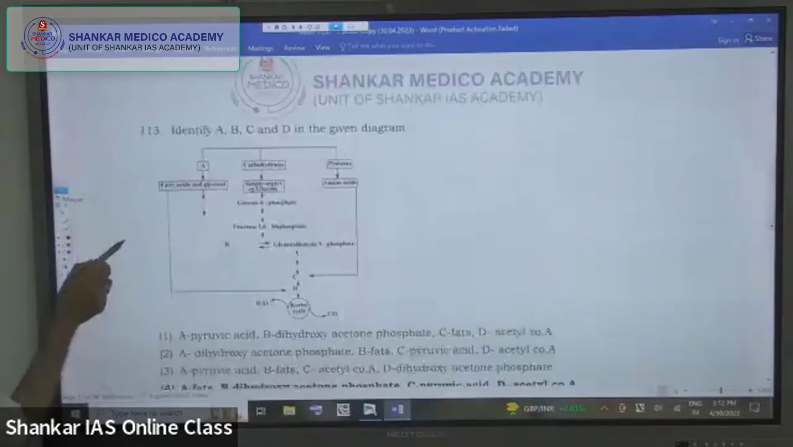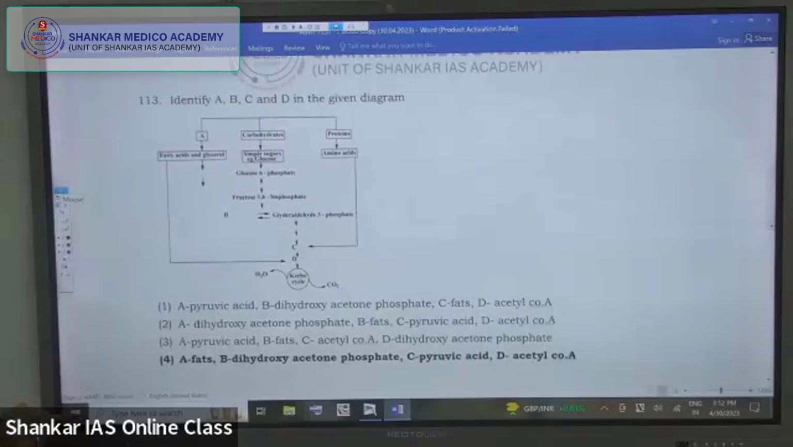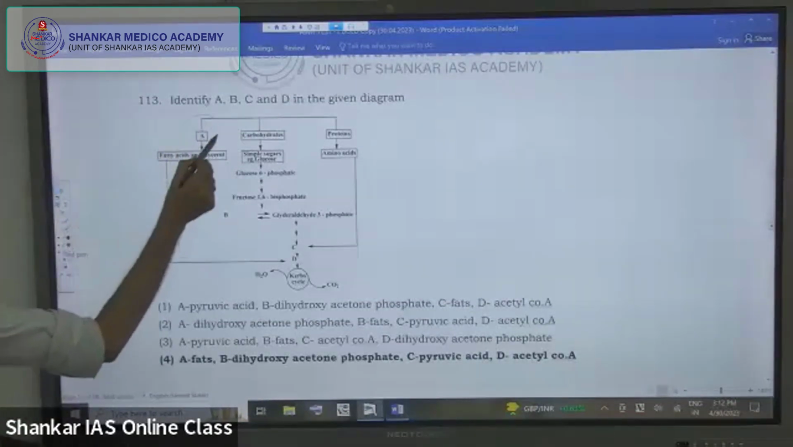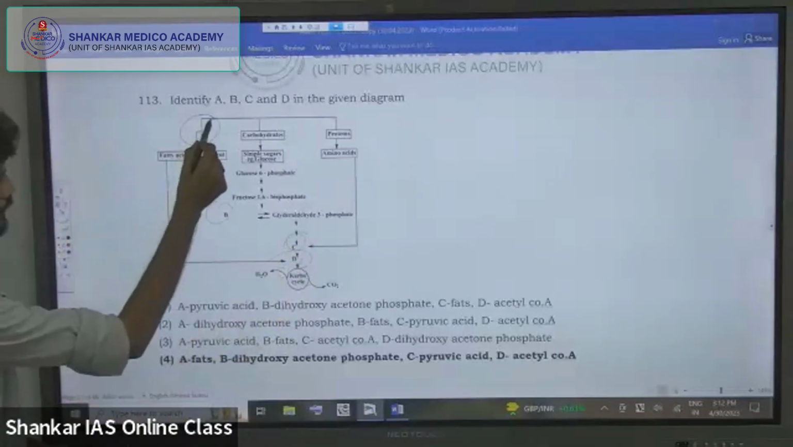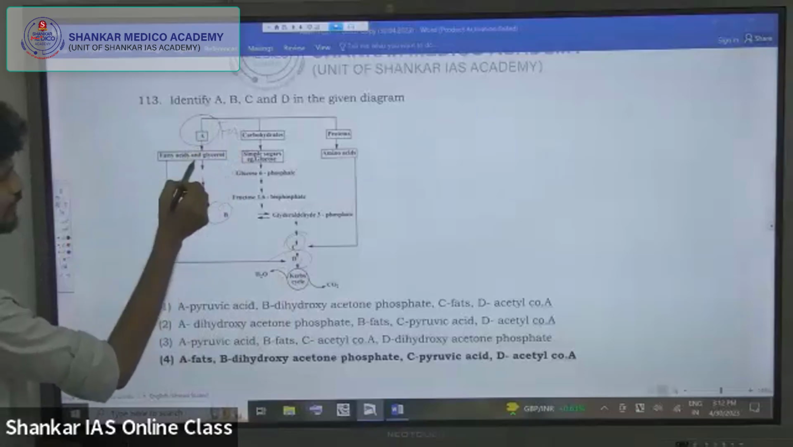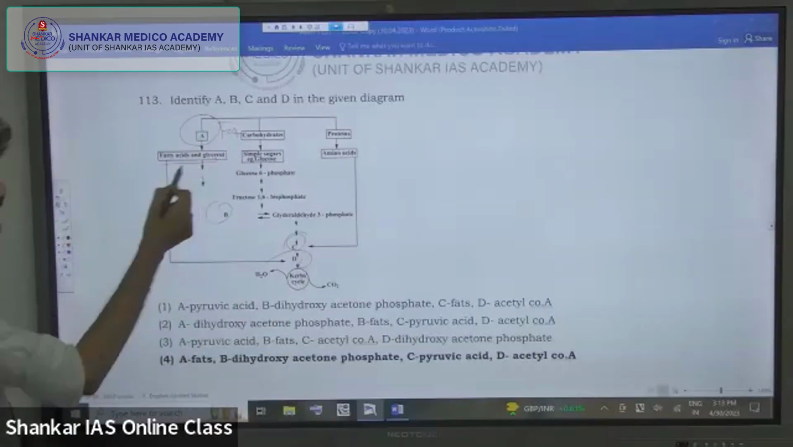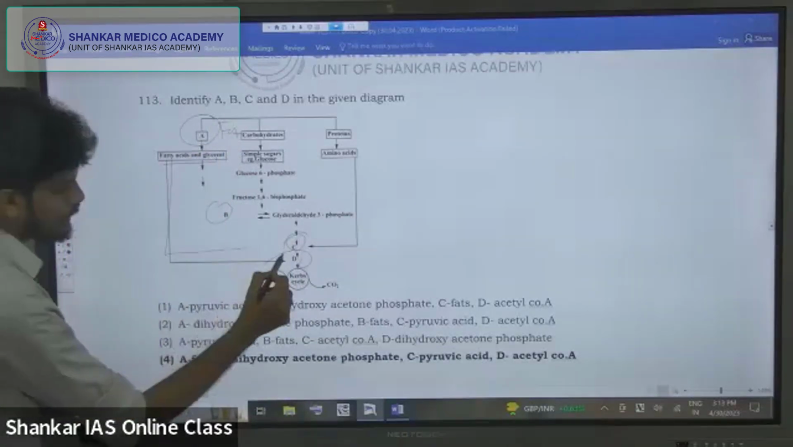Then this is the picture I have given on the amphibolic pathway. You need to identify what is A, what is B, what is C, what is D. Okay, so A will be the fat. The fat will be degraded into fatty acids and glycerol. Fatty acids will be degraded into D.